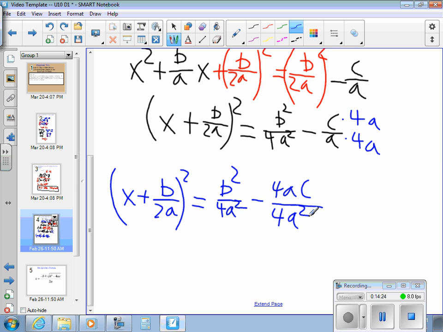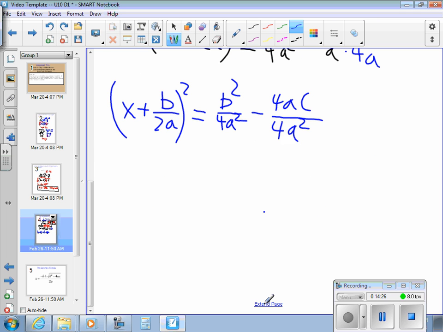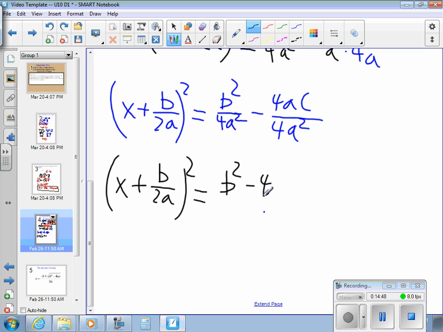Okay, so I'll extend this page again. I can now combine like terms there. Let me bring this down. x plus b over 2a, that quantity squared, equals, and now I have b squared minus 4ac over 4a squared.